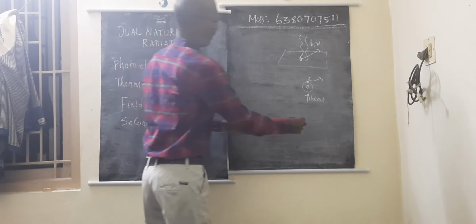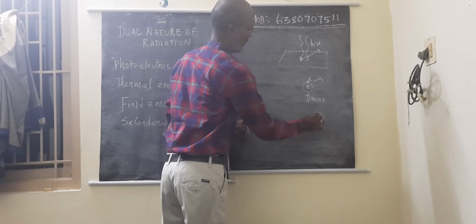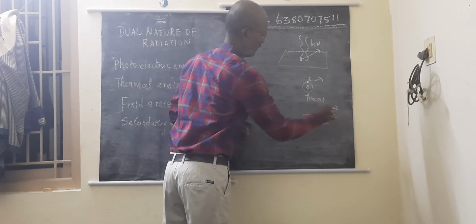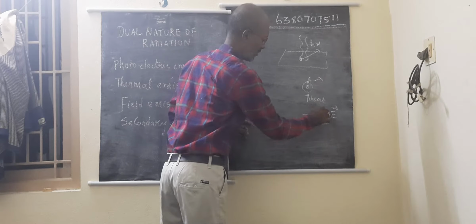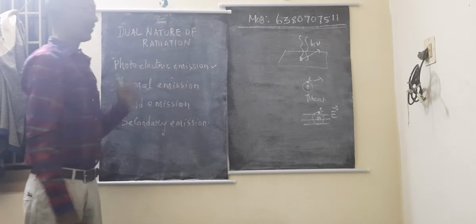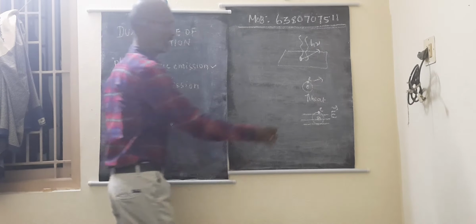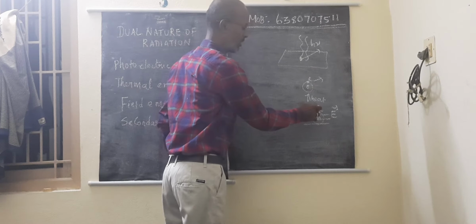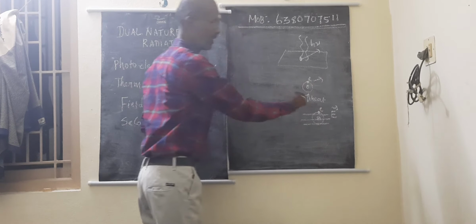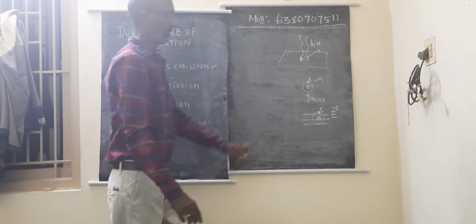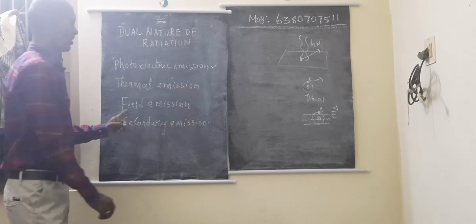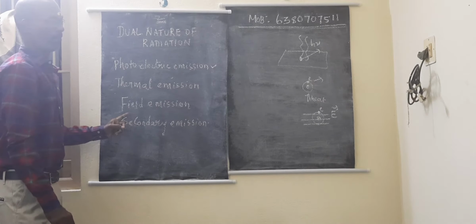Third one, suppose in an atom we are continuously supplying an electric field. The outermost electron of this atom will have some energy. We are continuously supplying the electric field, and when the electric field energy is equal to the energy possessed by that electron, this electron can be removed. This emission is called field emission.